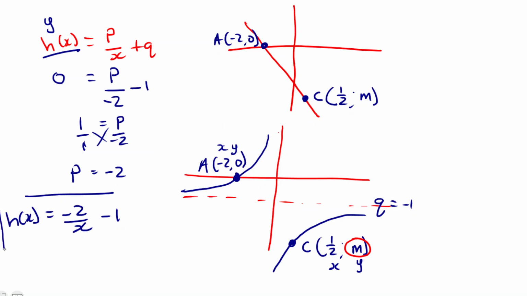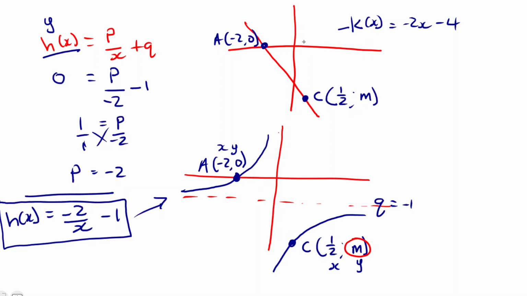What is the equation of the hyperbola? We just calculated it here. This is the equation of the hyperbolic graph. What is the equation of the straight line? The equation of the straight line, they said it's -2x minus 4. So that's the equation of the straight line. Remember, point C is also on the straight line. It has that m that we are looking for. Point C is also on the hyperbola. I just separated these two graphs so that you can see that point C is on the straight line. It is also on the hyperbolic function.